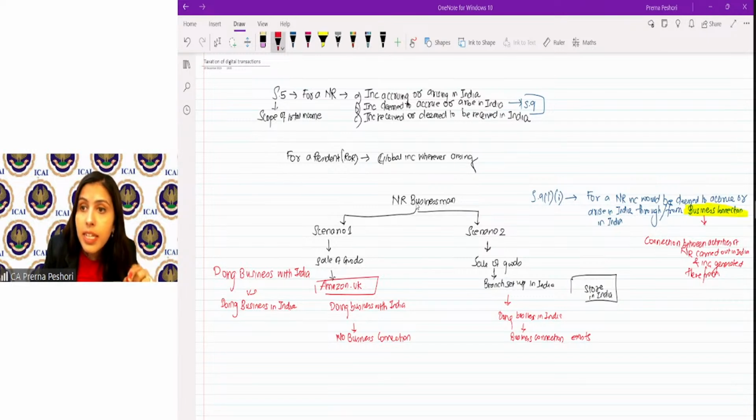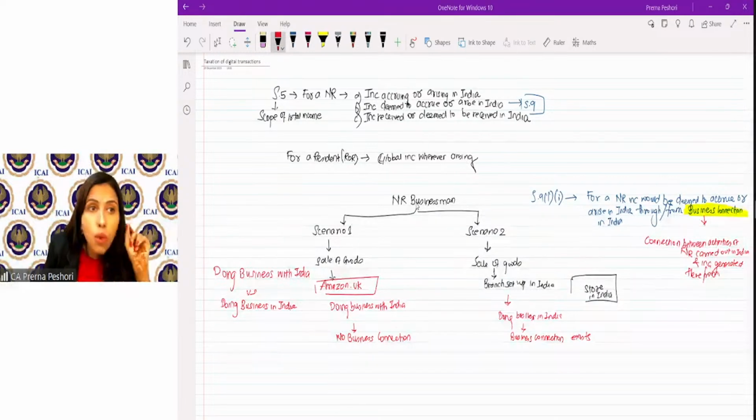the Income Tax Act has been amended. The Income Tax Act has been amended to provide for two major updates. One is the equalization levy, and the second one is the significant economic presence. Now I'll tell you what is again the background of equalization levy and significant economic presence. You're looking into the act at the moment.